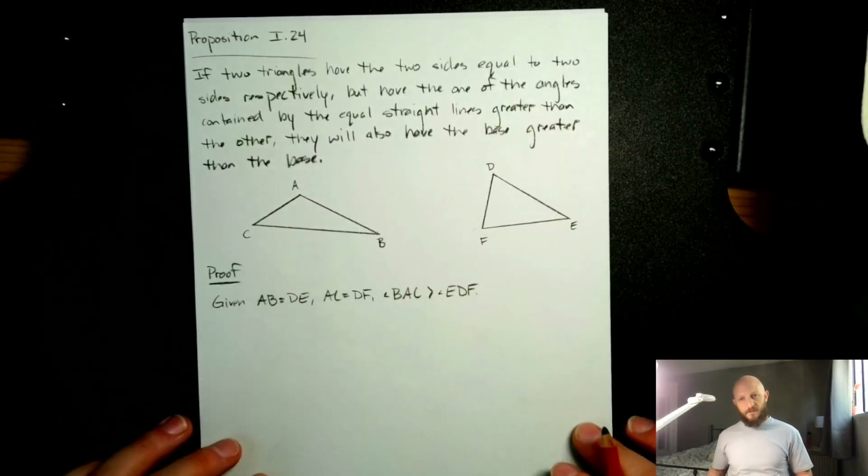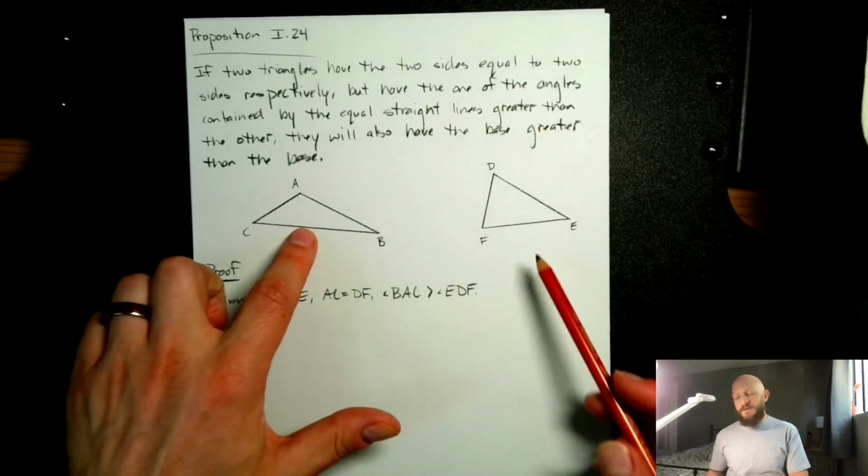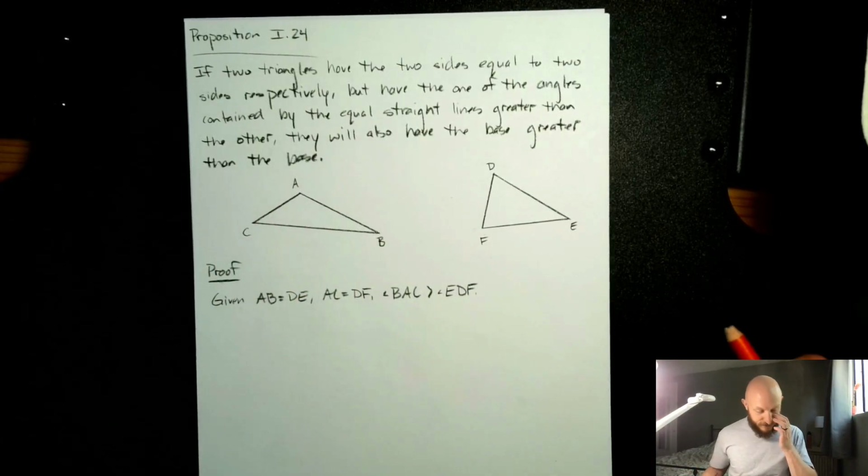So that's what we want. That's what we're given, what we want to prove, which I won't write here. We just want to prove that BC is greater than EF. That's the conclusion. All right. So how do we do it?